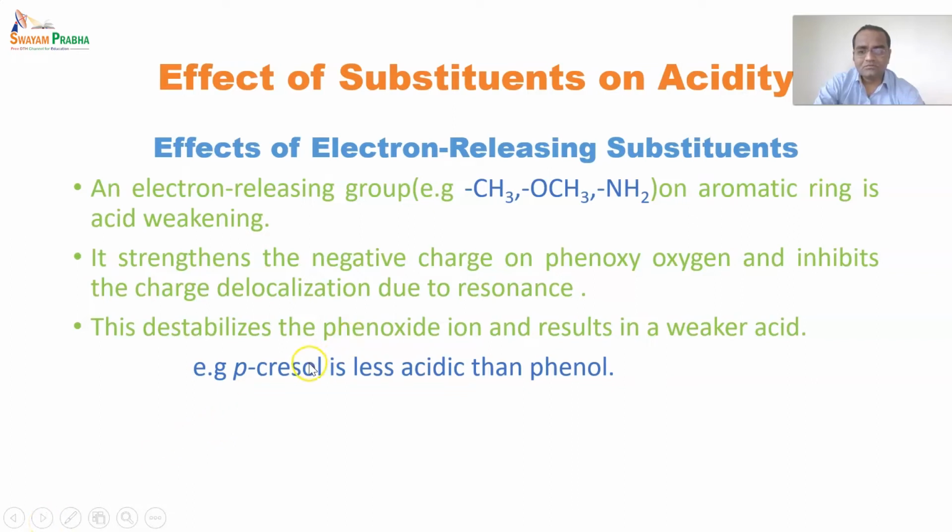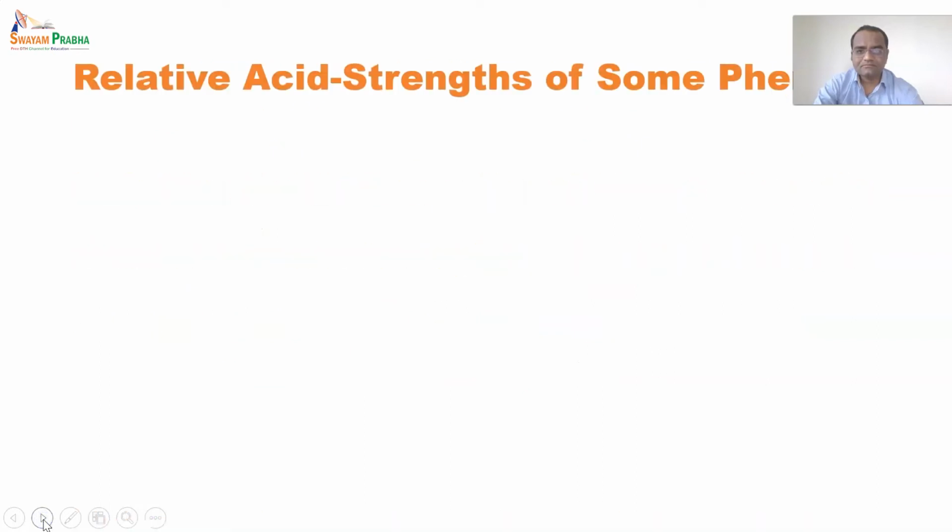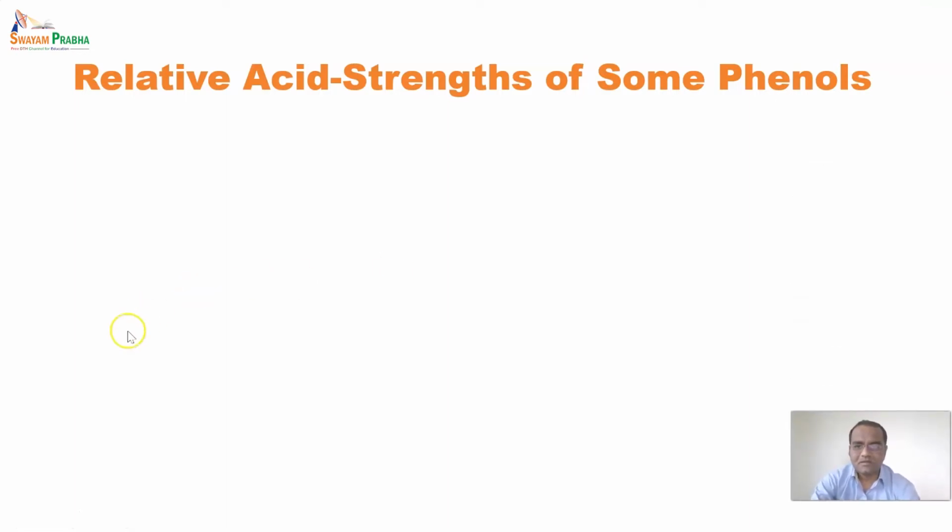And it is due to having this electron releasing group, which decreases the acidity of phenol. Now we'll see some structures and their acidity.